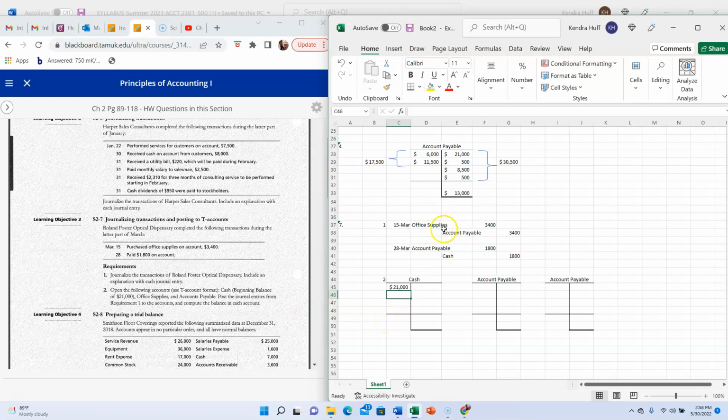All right, so then to post, you bring these to the account. So I have a debit to office supplies of $3,400. Oh, I forgot to write those. All right, so I have a debit to office supplies for $3,400. To accounts payable for $3,400. And then I have a debit to accounts payable for $1,800 and a credit to cash for $1,800.